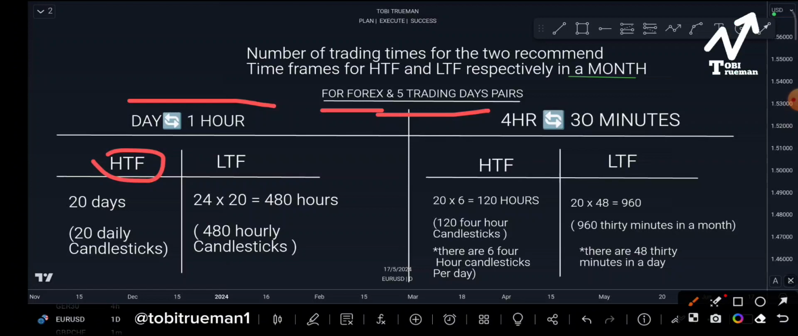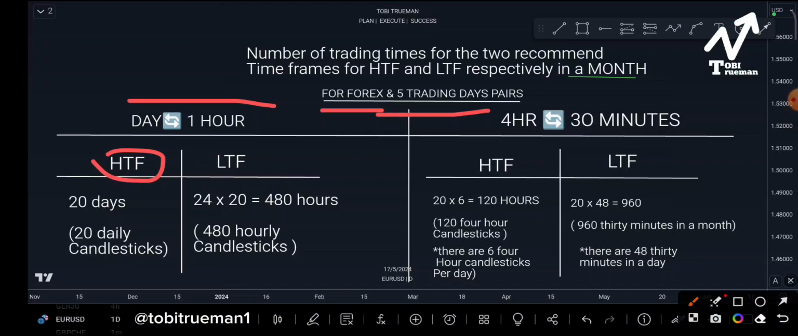Those are the ones you can trade from Monday to Sunday. They don't have any stopping days. But our major focus here in my explanation will be looking at just the trading days, which is the 5 trading days, majorly for forex trading and stocks, all those.